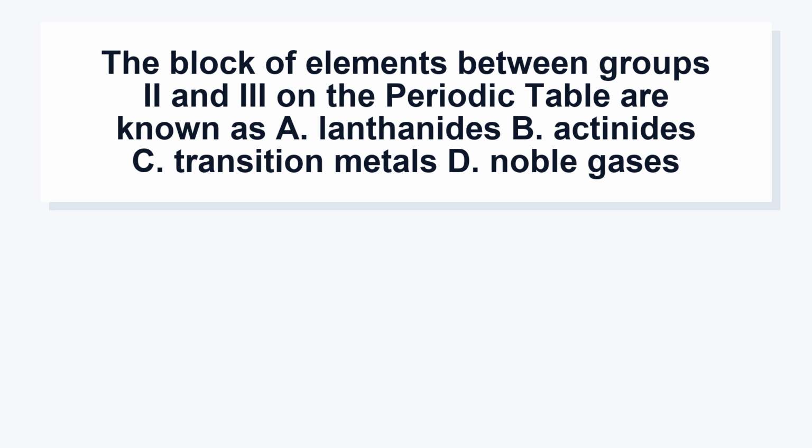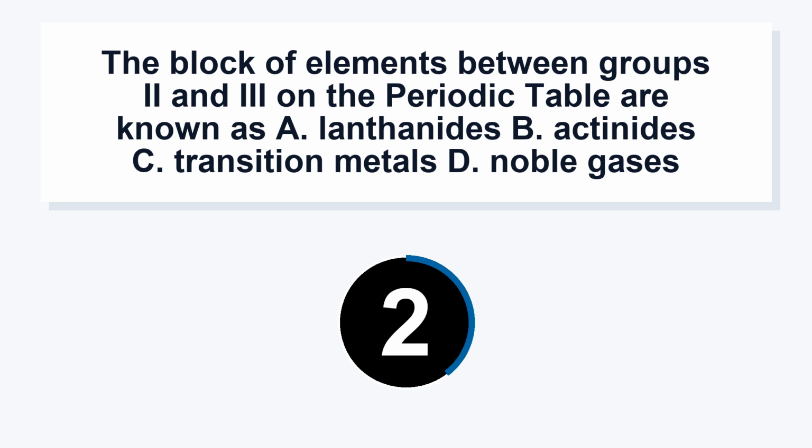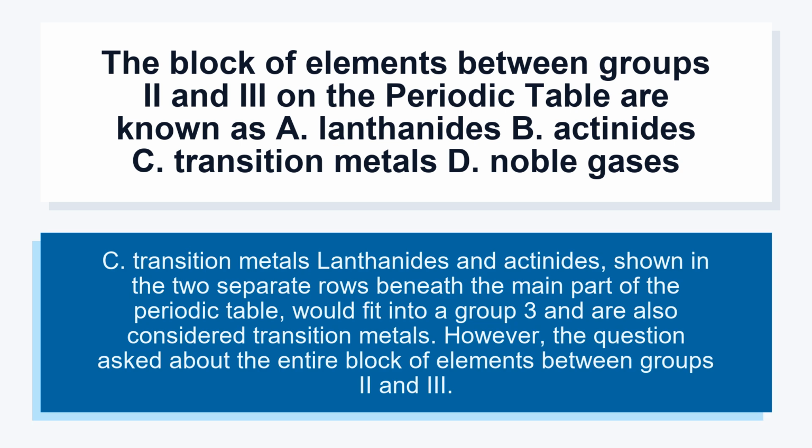The block of elements between groups 2 and 3 on the periodic table are known as A. Lanthanides, B. Actinides, C. Transition metals, D. Noble gases. C. Transition metals. Lanthanides and actinides, shown in the two separate rows beneath the main part of the periodic table, would fit into group 3 and are also considered transition metals. However, the question asked about the entire block of elements between groups 2 and 3.